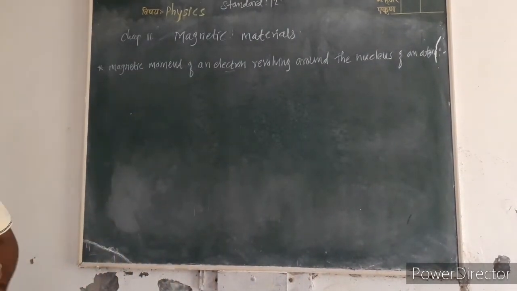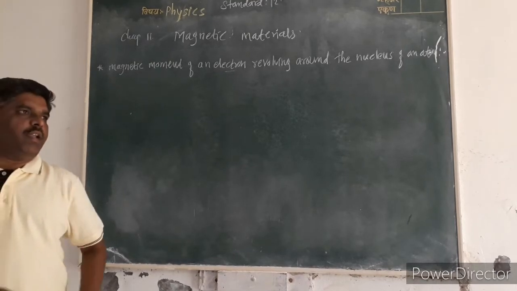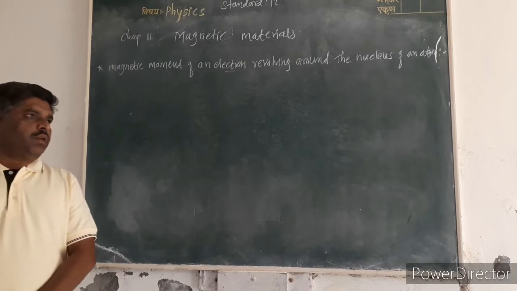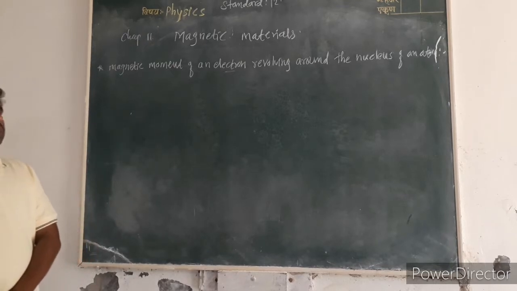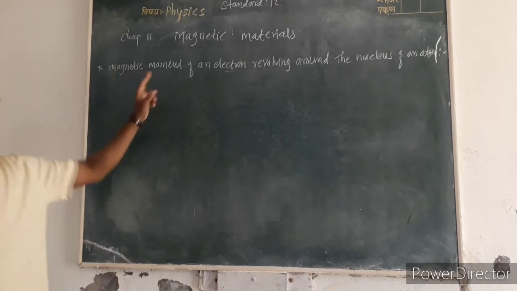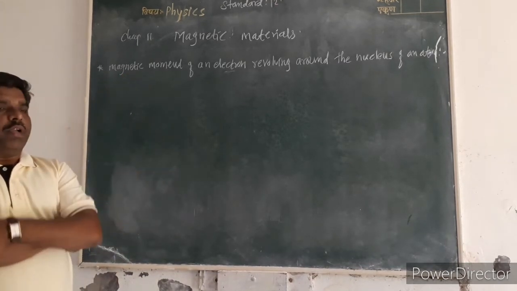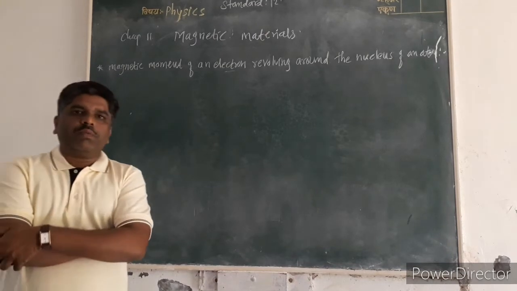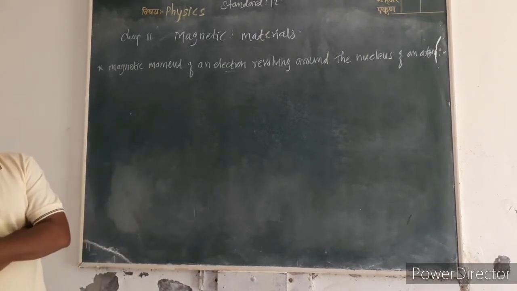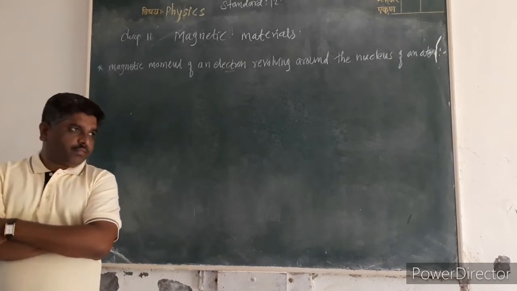Chapter 11, Magnetic Material. The next topic of chapter number 11 is the magnetic moment of an electron revolving around the nucleus of an atom.